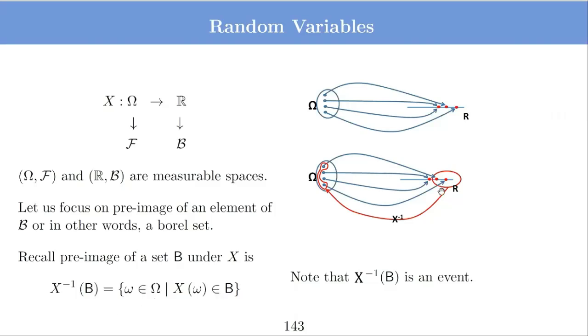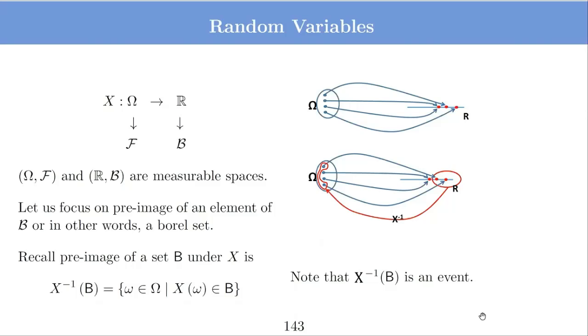And you can recall that no matter what B you take, if you take X inverse B, it is made from some outcomes. So it will be a set of outcomes. And what is a set of outcomes? It is an event. So for every B, X inverse B is an event. Right. And what we want here is that it is an event, but it should be in the sigma algebra.